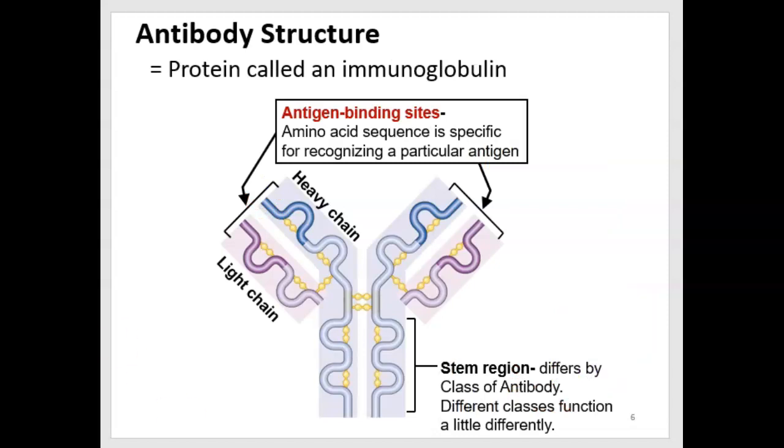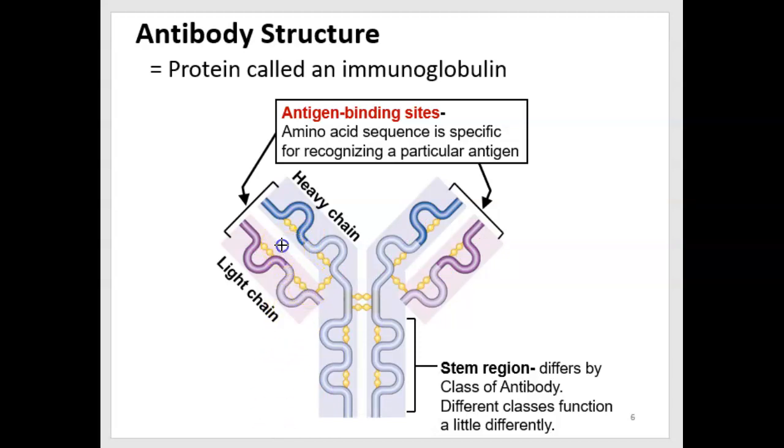Okay, let's look at the structure of antibodies a little bit. Antibodies are proteins that are called immunoglobulins, so you'll often see the abbreviation Ig when talking about an antibody, Ig for immunoglobulin. The basic structure of all antibodies consists of 4 polypeptide chains. Here we have 2 that are light chains and they're purple, and then we have 2 heavy chains that are blue. They're linked together with disulfide bonds, and they're shown here in yellow.